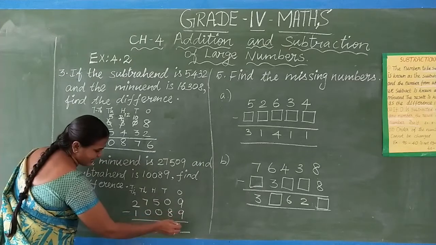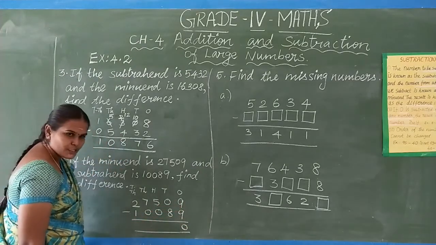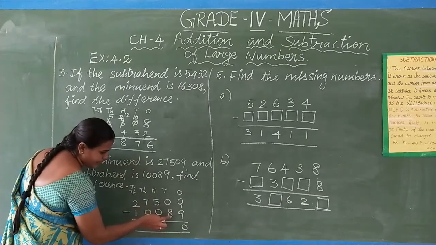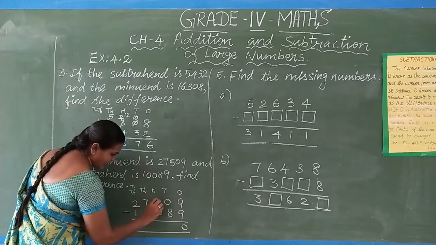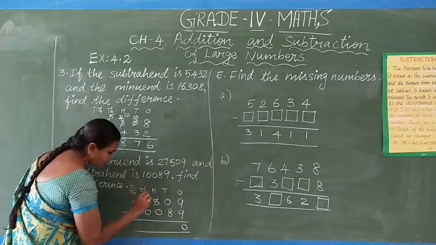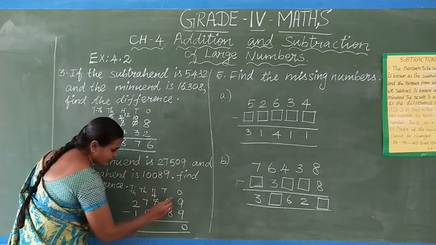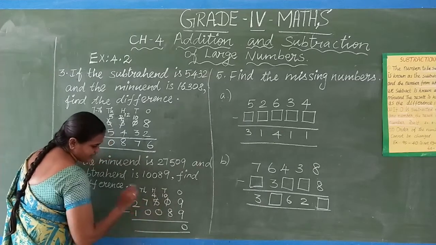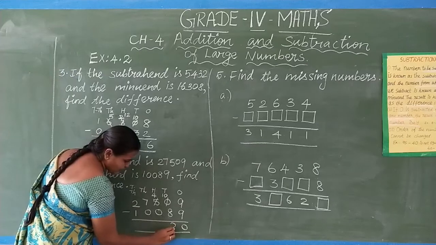So 9 minus 9, 0. Same number subtraction, you get the answer 0. Here 0 minus 8. So small number minus big number. Borrow. So you borrow from the hundreds place. Here 5 means we reduce 1. So 5 minus 1, 4. 0 becomes 10. So 10 minus 8, your answer is 2.